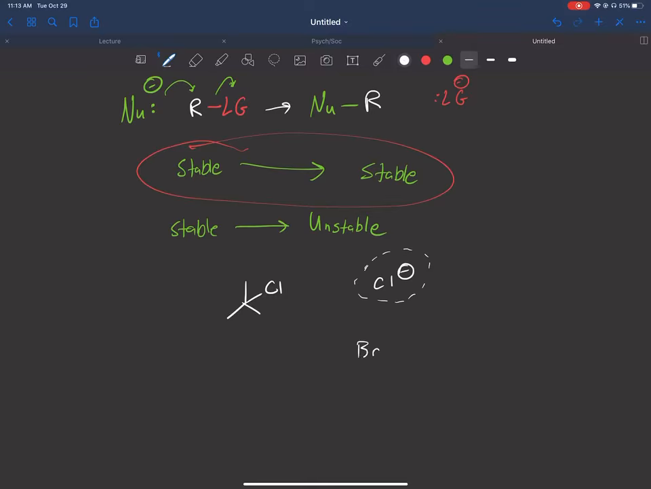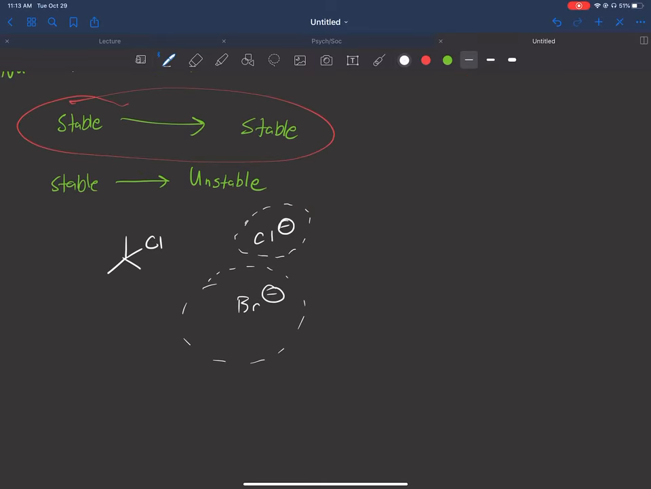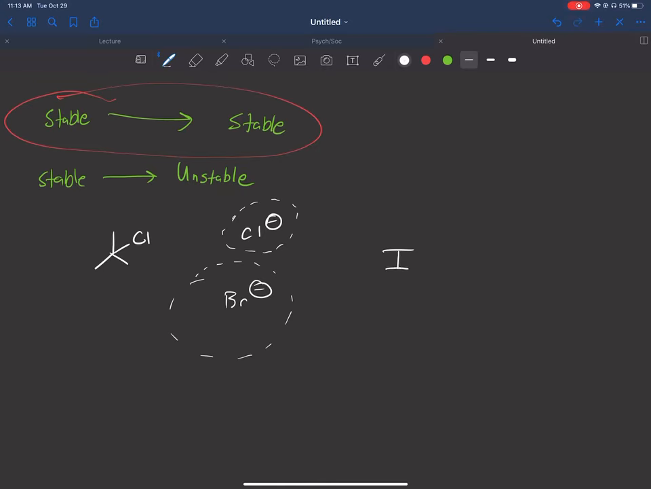Bromine is the same thing, but it can spread it out over even bigger distances than chlorine, Br minus. So it's even a better leaving group than chlorine. Iodine, same thing. Iodine is the biggest one of all of them, and so it'll spread it out over a bigger region. So it's even a better leaving group than chlorine and bromine.